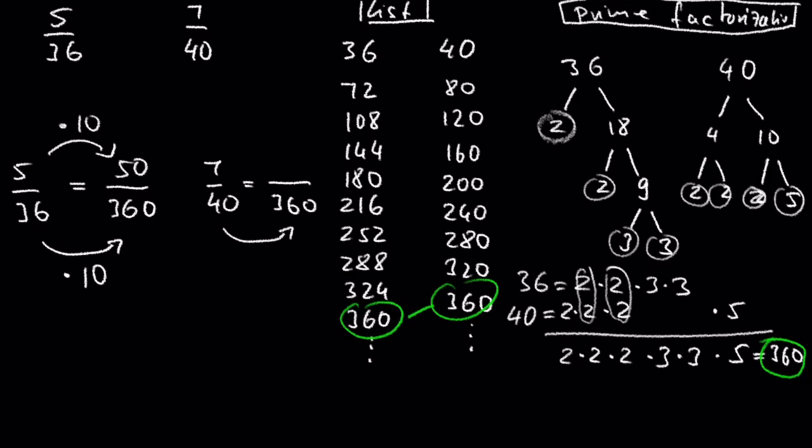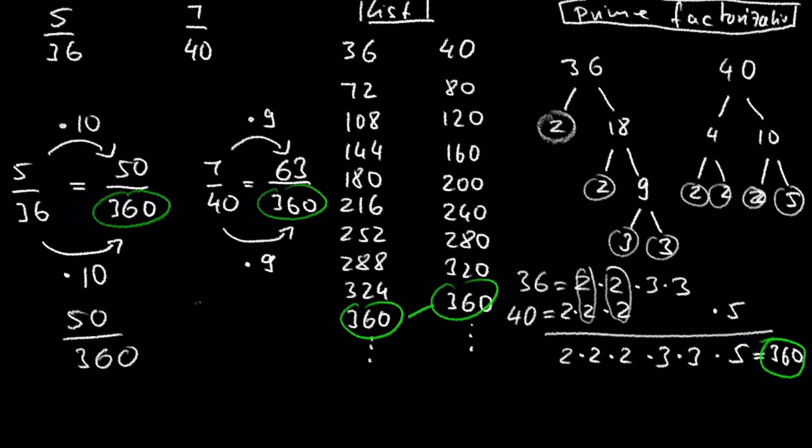360 divided by 40 is 9. So 40 times 9 is 360. 7 times 9 is 63. We now have the same denominators again. Adding or subtracting these fractions shouldn't be a problem now.